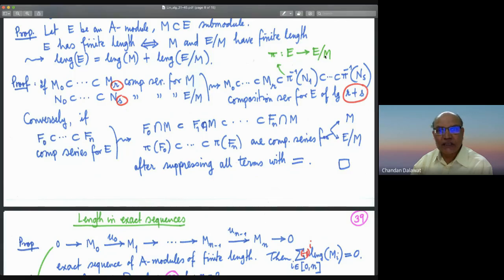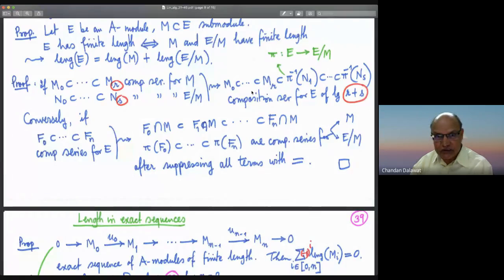Pi is the projection from E to E modulo M. I'm not looking at N0, which is 0, and pi inverse of N0 is actually M. But that's the same as MR, right? MR is equal to M. So I don't want pi inverse of N0, but from pi inverse of N1 onwards, I write down these terms, pi inverse of N1 up to pi inverse of NS. So this is certainly a series of length R plus S.